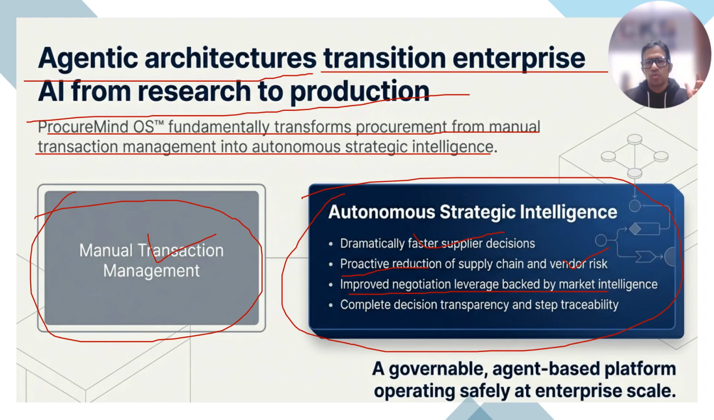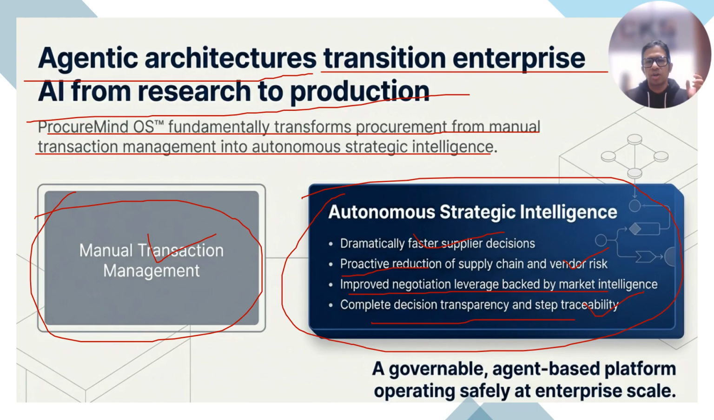Now comes this one, transparency and traceability. This one is the last one. So this matters for auditors, for leadership, and for compliance teams. Every decision has an evidence trail. What data was retrieved, which tools were used, what policies were checked, and who approved it. It's like evidence plus audit trail. This is what makes it enterprise safe.